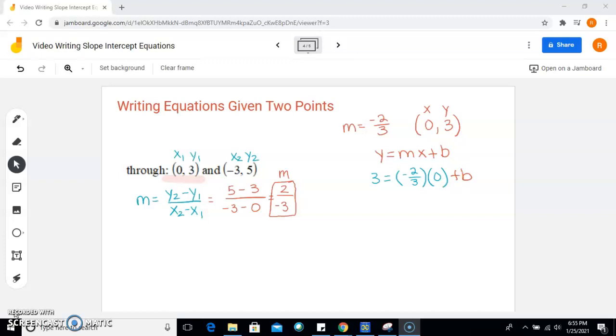Our first step is to multiply. Negative 2/3 times 0. We know anything times 0 is 0, so that would just leave me with 3 equals 0 plus b. So 3 equals b. And just like we did for every other problem, my final answer is y equals mx plus b. The two things that I need are the m and the b. So then my final answer would say y equals negative 2/3 x plus 3.